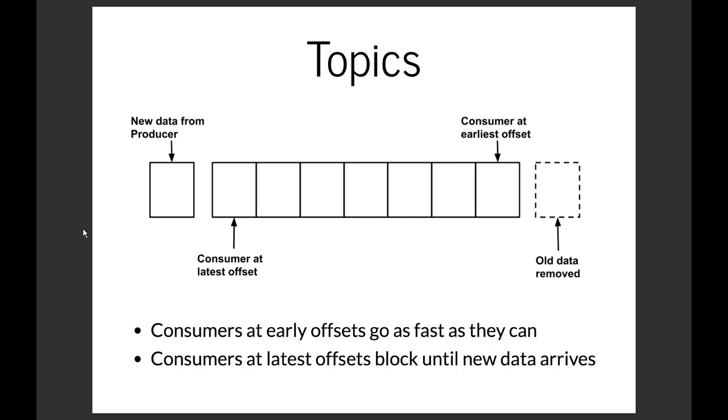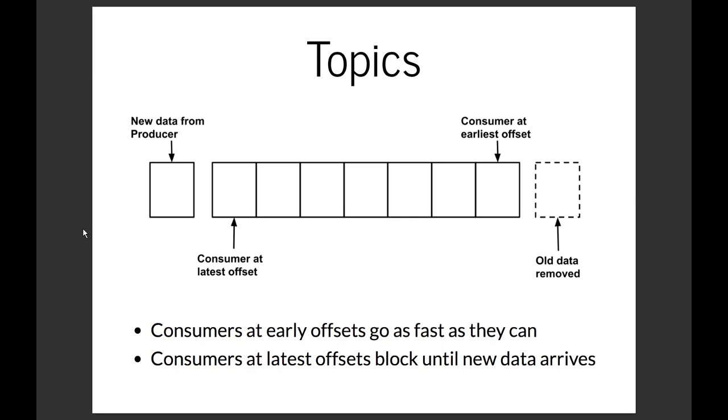So the primary abstraction in Kafka is called a topic. It's basically a log. And for whatever reason, I decided to make time go from right to left here. I'm not really sure what I was thinking, but essentially the new data is there on the left and it's coming in. And you could have a consumer at the latest offset, right? And that consumer knows where it is.